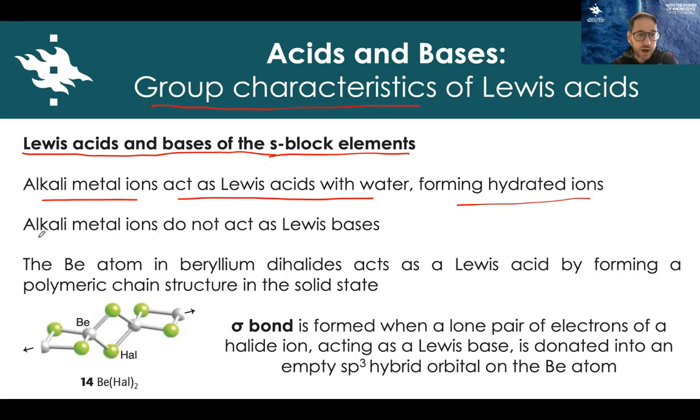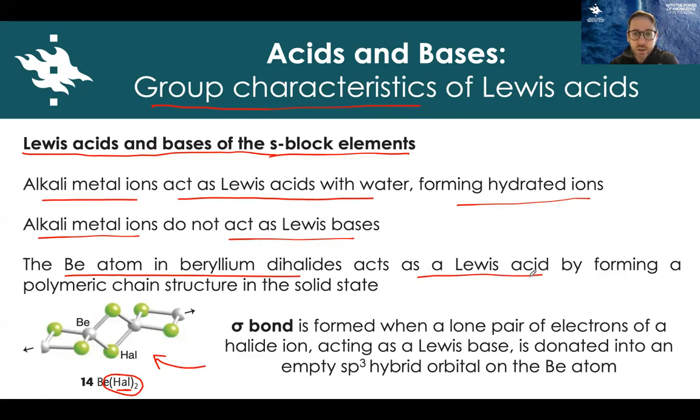And these alkaline metal ions do not act as Lewis bases, so they only act as Lewis acids. Regarding group 2, the beryllium atom in beryllium dihalides. For example, here we have a beryllium with 2 halogen atoms. So the beryllium atom in dihalides acts as a Lewis acid.